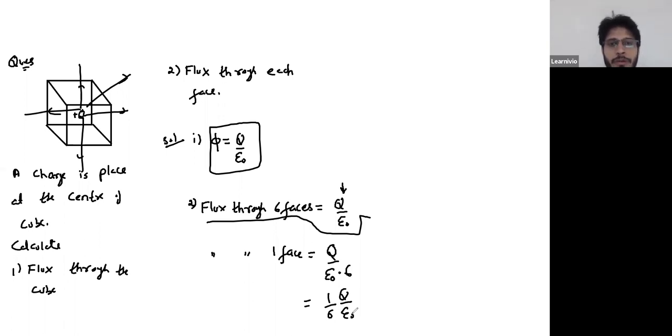Okay, just please note it down. Yes, Fatma, this is the final answer. Q by 6 epsilon naught. So through the whole cube, the flux which is passing is Q by epsilon naught. Through one phase, the passing flux is Q by 6 epsilon naught.